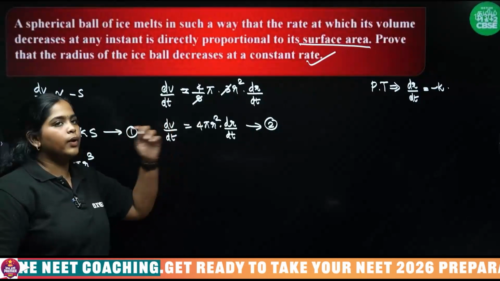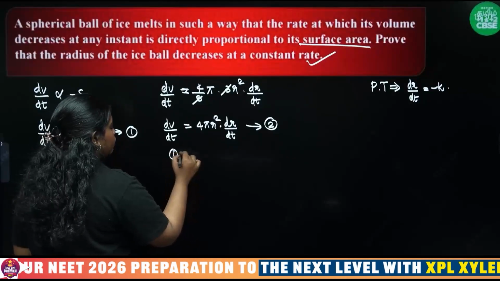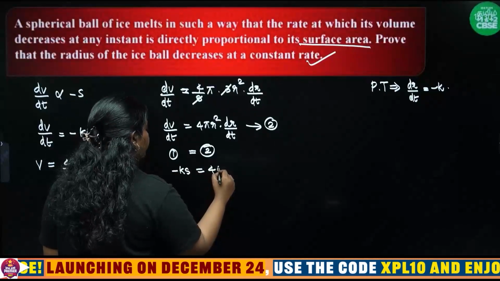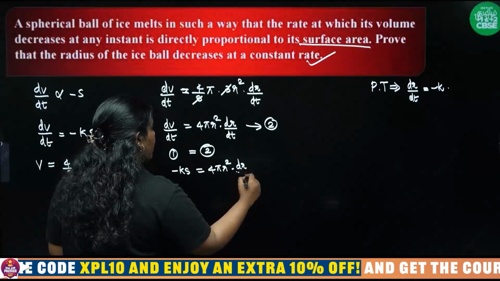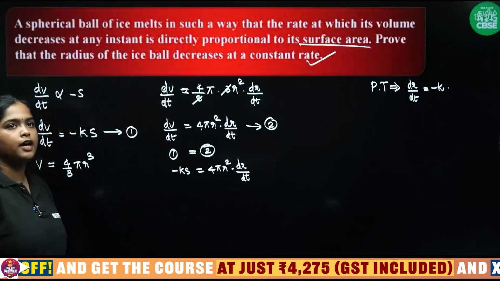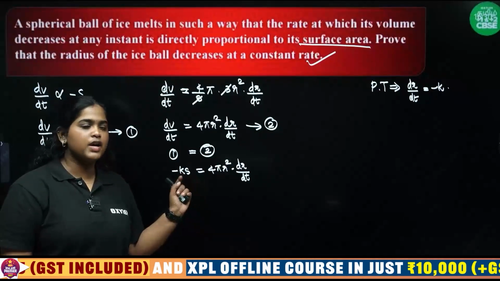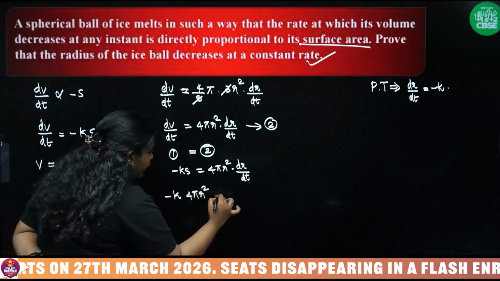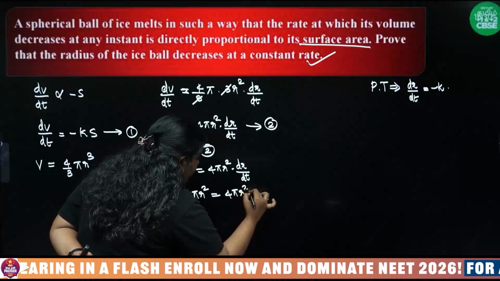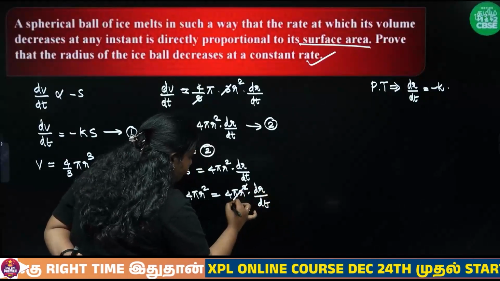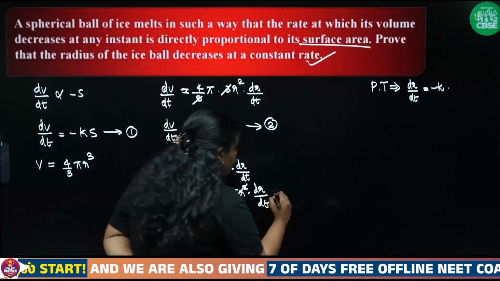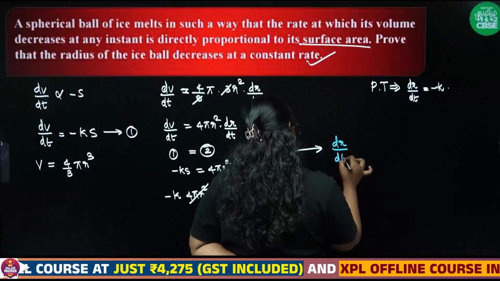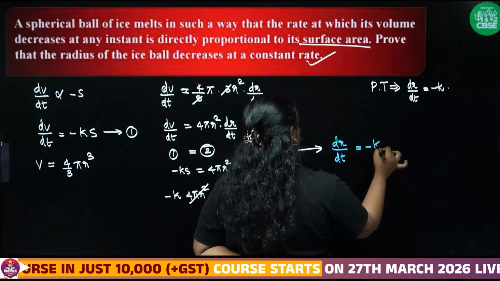பசங்களா, equation 1 and equation 2 are the same. Okay, so equation 1 is equal to equation 2. That is minus kS is equal to 4 pi r square into dr by dt. Pasangla, what is the equation for surface area of a sphere? Minus k into 4 pi r square is equal to 4 pi r square into dr by dt. So 4 pi r square will get cancelled. So from here எனக்கு என்ன எழுதலாம்? Yes, dr by dt is equal to minus k, hence proved.